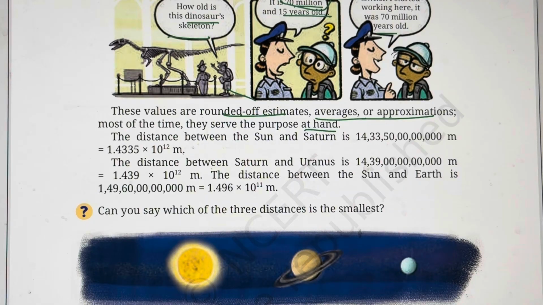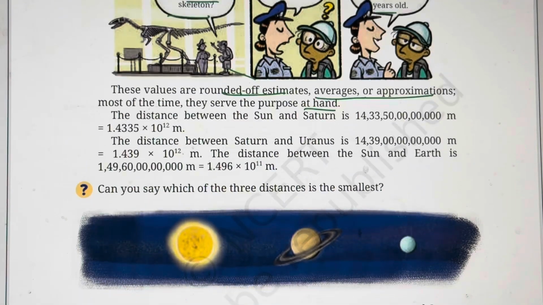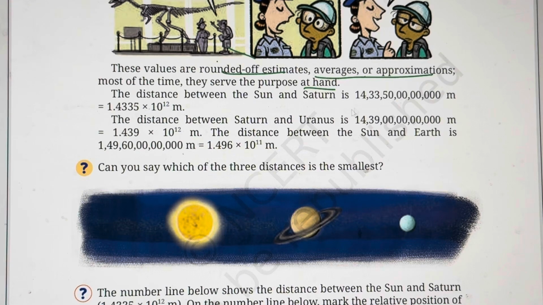Now see here the distance between the sun and Saturn. It is given as 143350, number of zeros will not count. Here it is given very precise in scientific form, 1.4335 into 10 raised to 12. Now here what is more important for us is 10 raised to 12. Again, the distance between Saturn and Uranus is again a very big number, which is converted into scientific form. So 1.439 into 10 raised to 12. And the distance between the sun and the earth is 1.496 into 10 raised to 11.